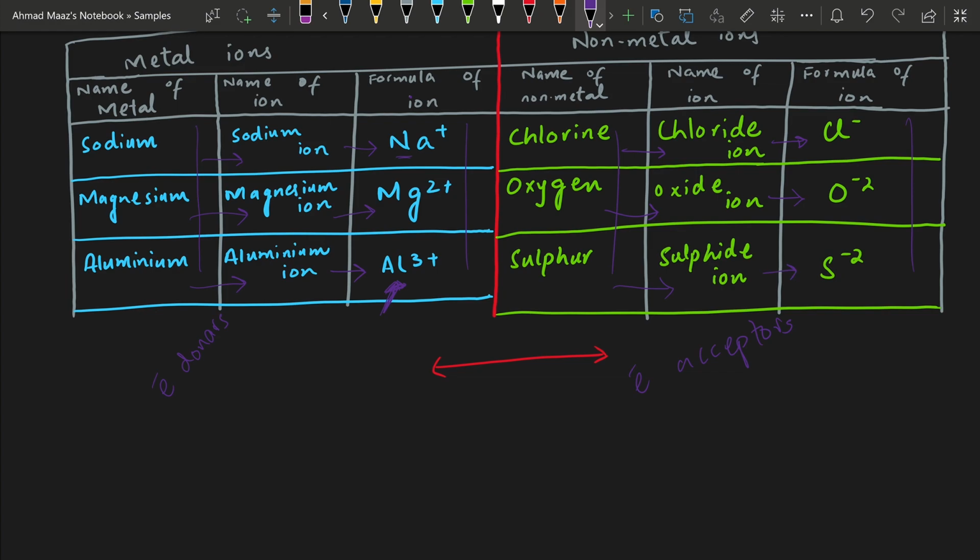Alright, usually metals are electron donors. They donate electrons and become positive ions, and non-metals are usually electron acceptors. They accept electrons and they become negative ions. Alright, that's it for now.